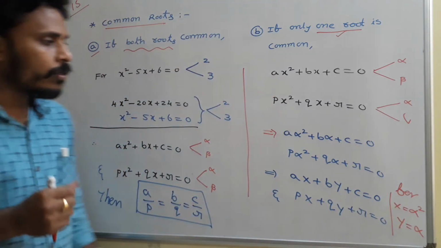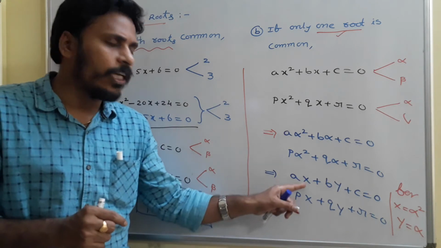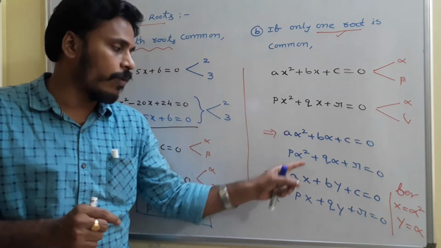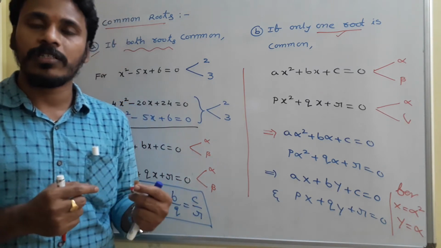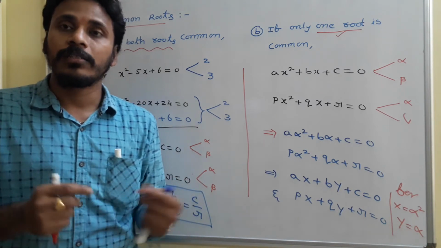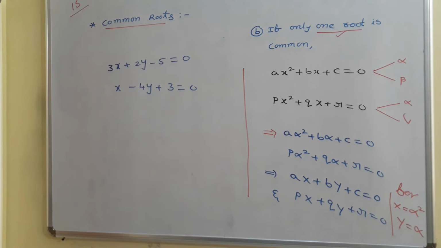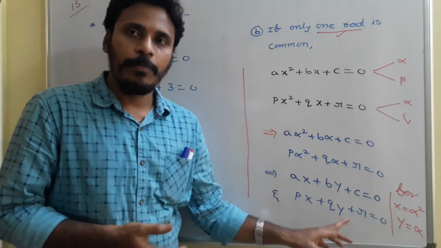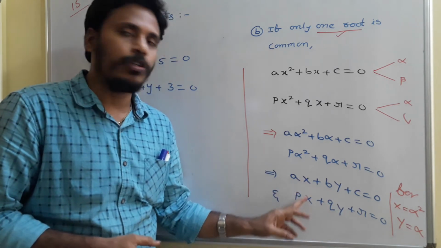Now you need to eliminate alpha square and alpha, that is, eliminate capital X and capital Y from these two equations to establish a relation between the coefficients a, b, c and p, q, r. Just have a look, think about how to eliminate and how to establish the relation. So we need to eliminate capital X and capital Y, or otherwise find capital X and capital Y from these two equations.